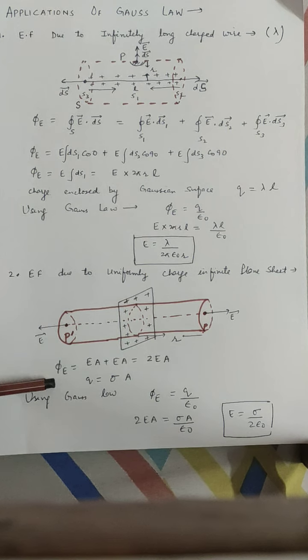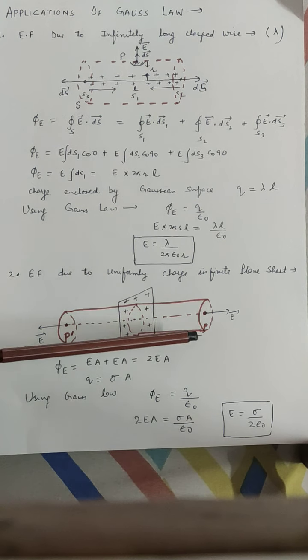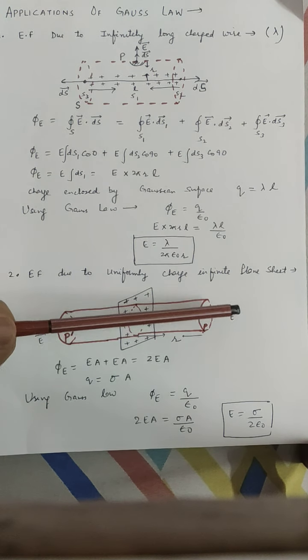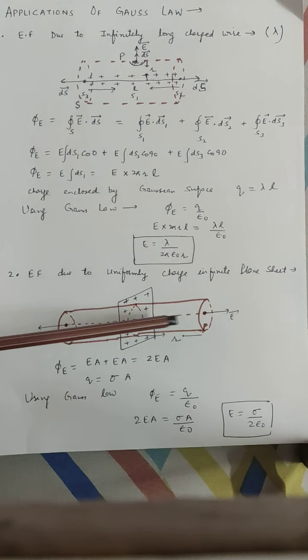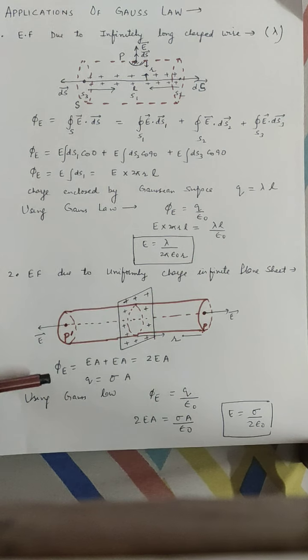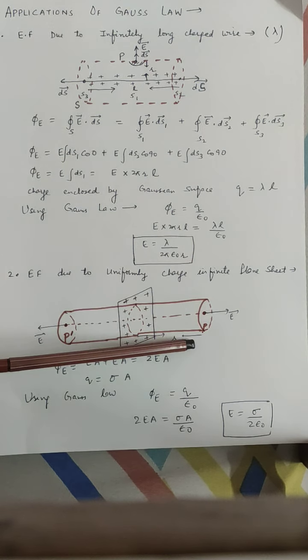So the total electric flux, since it is a scalar quantity, is the flux at the point P plus the flux at the point P dash. The area vector direction will also be in the direction of electric field on both the sides. Hence, the total electric flux will be E into A at point P and E into A at point P dash.